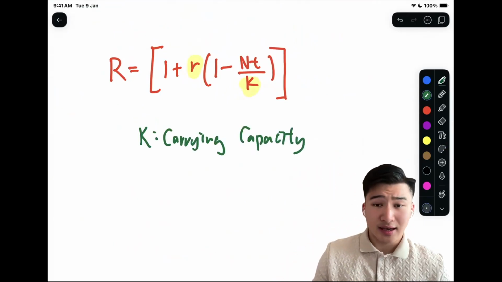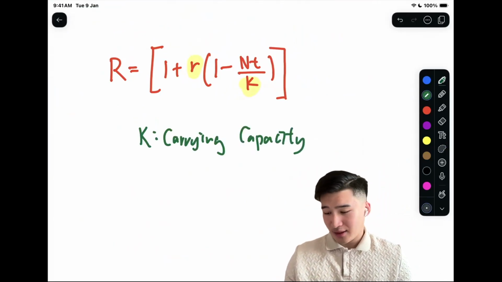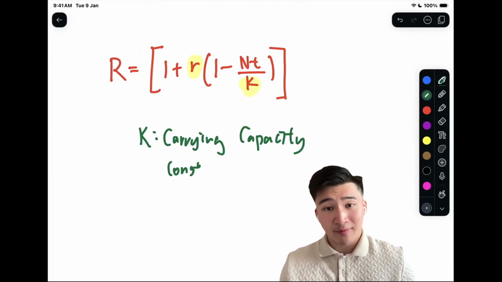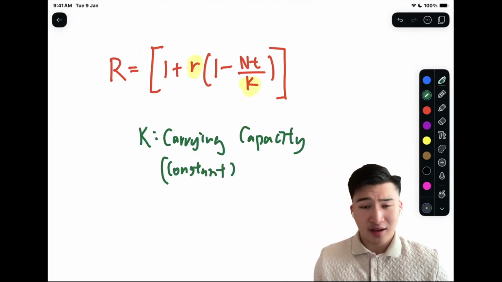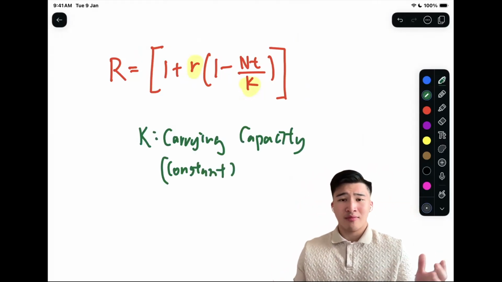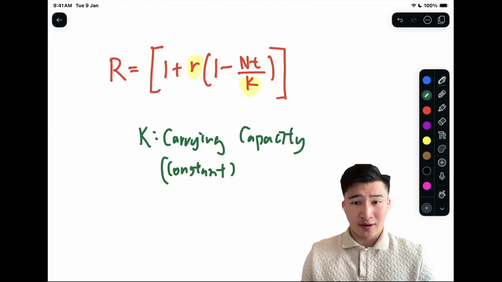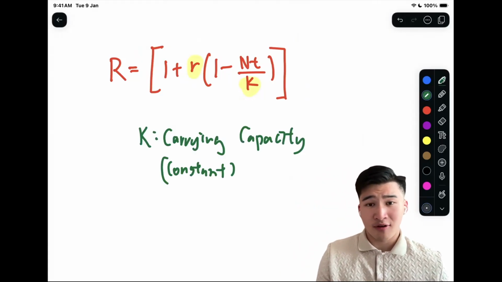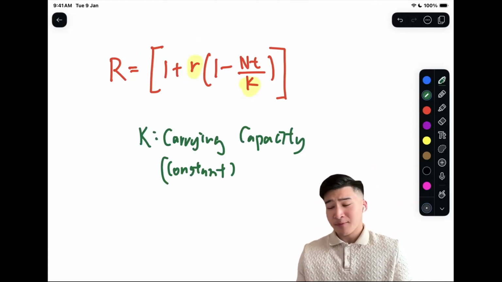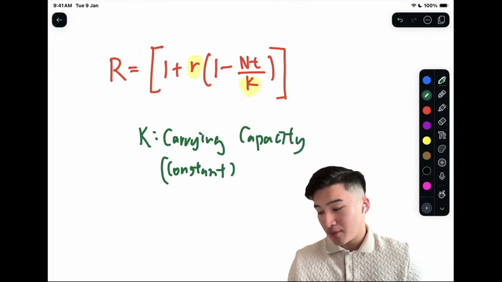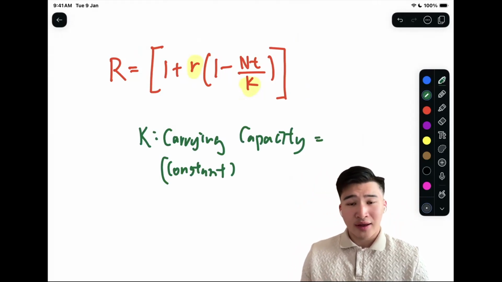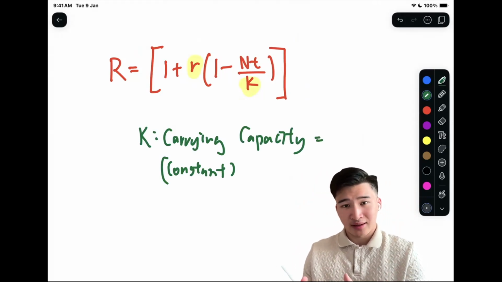Okay, and let's look at K. K here is a constant, by the way, which is our carrying capacity. A carrying capacity is basically the maximum population that a habitat can hold. Well, back on our fish and pond concept, it was 3. But remember, K is actually the population. It's the amount of population that the habitat can maximally carry.